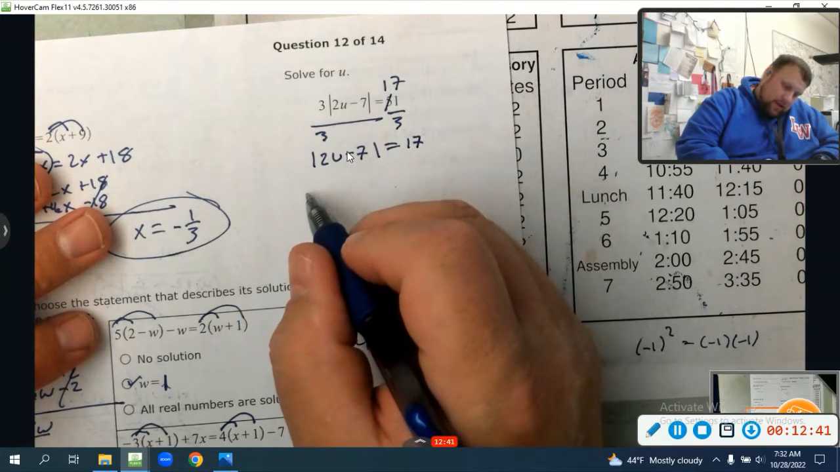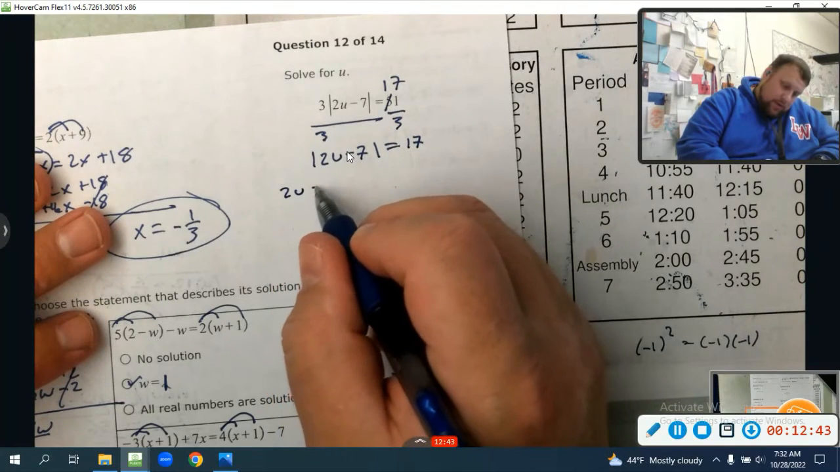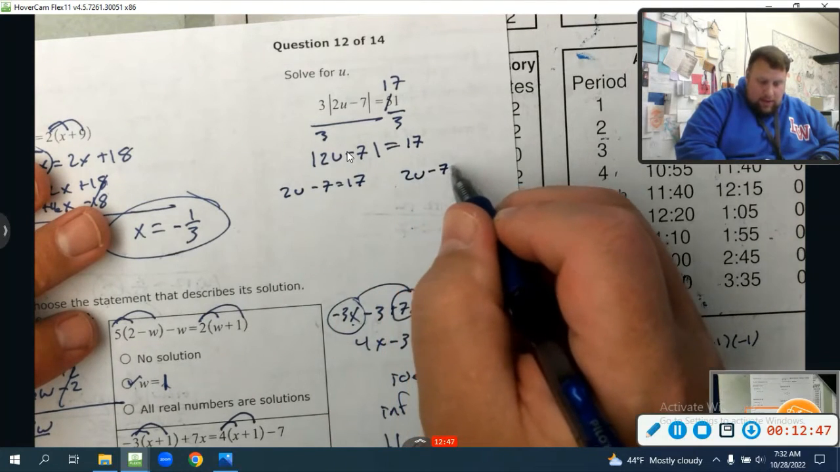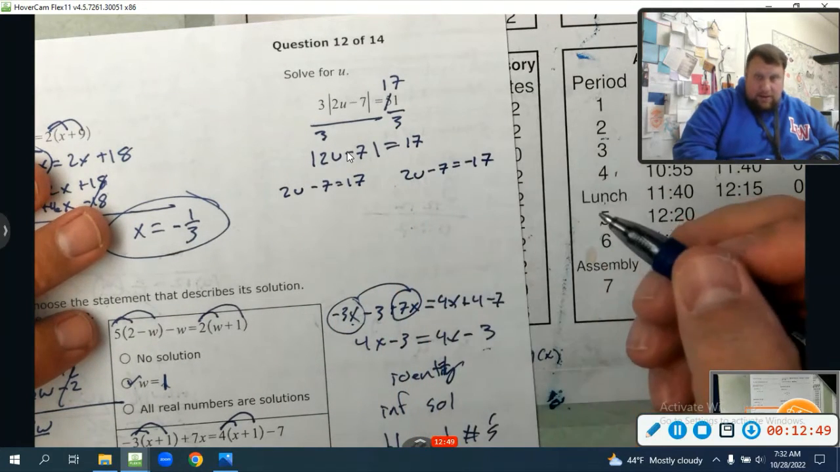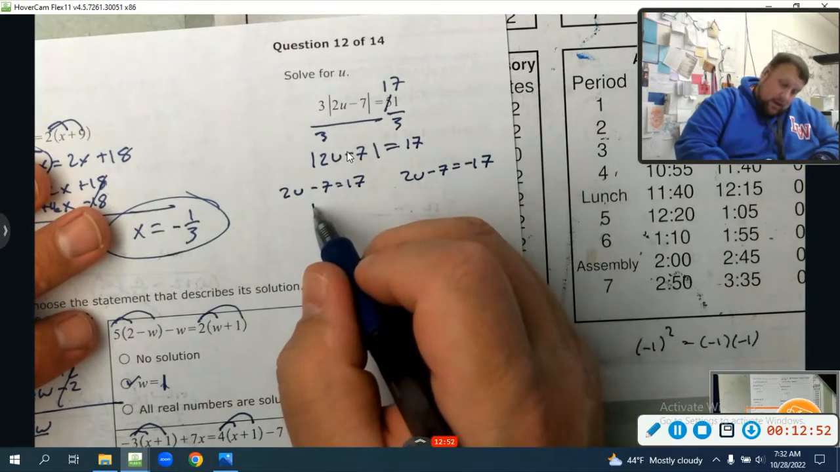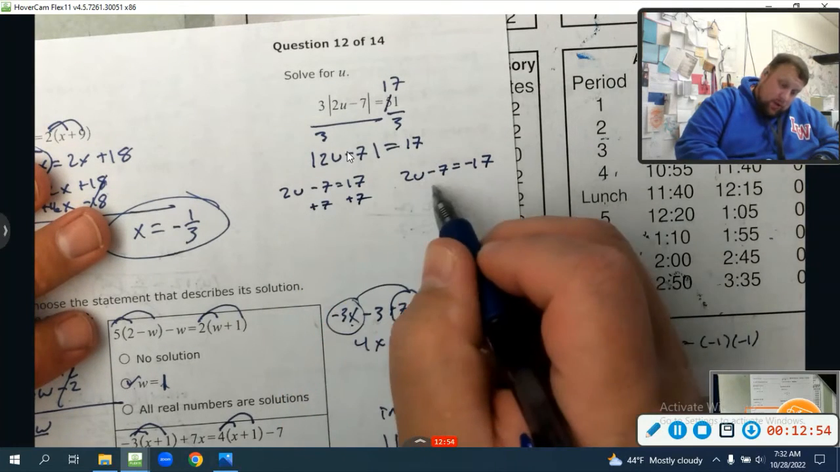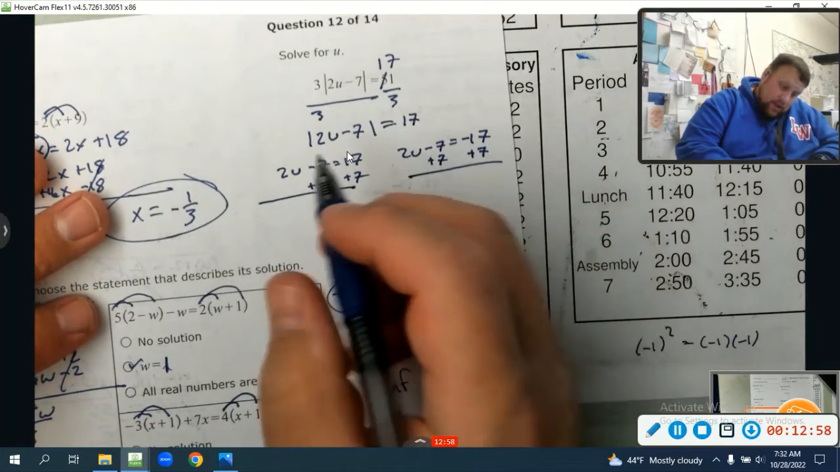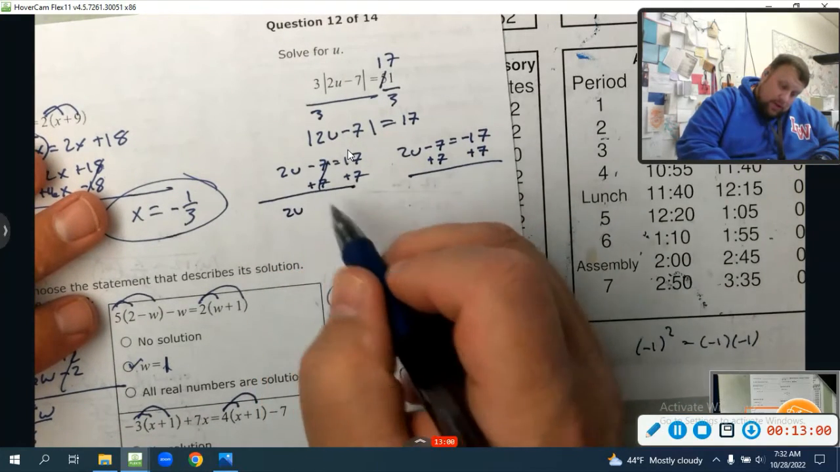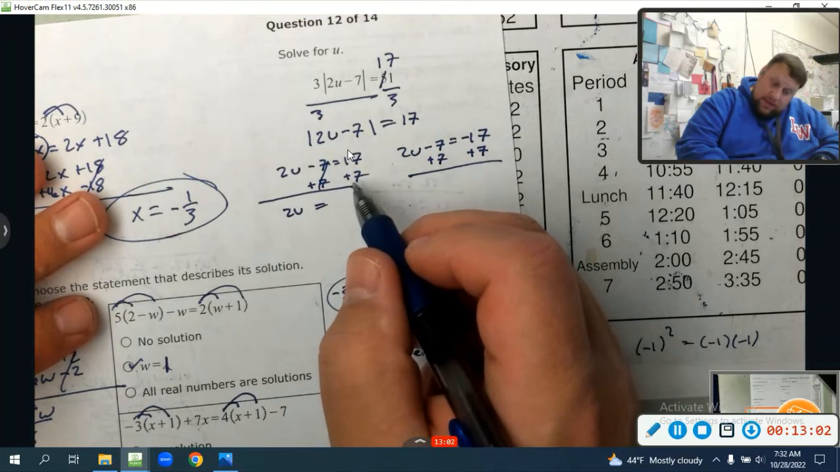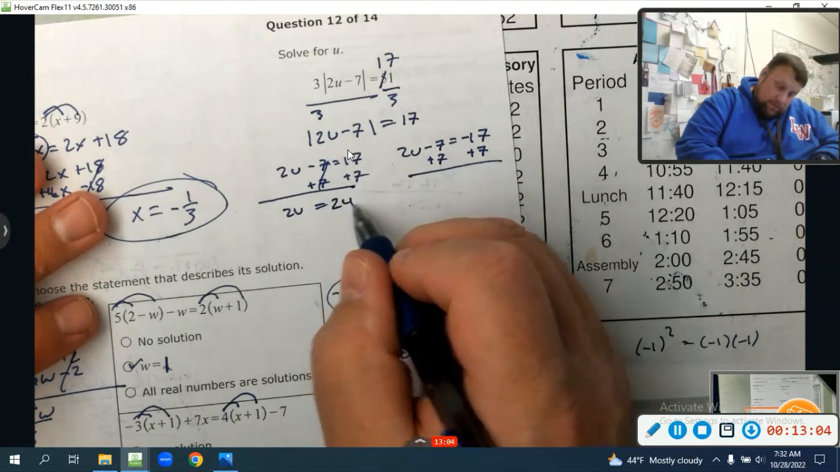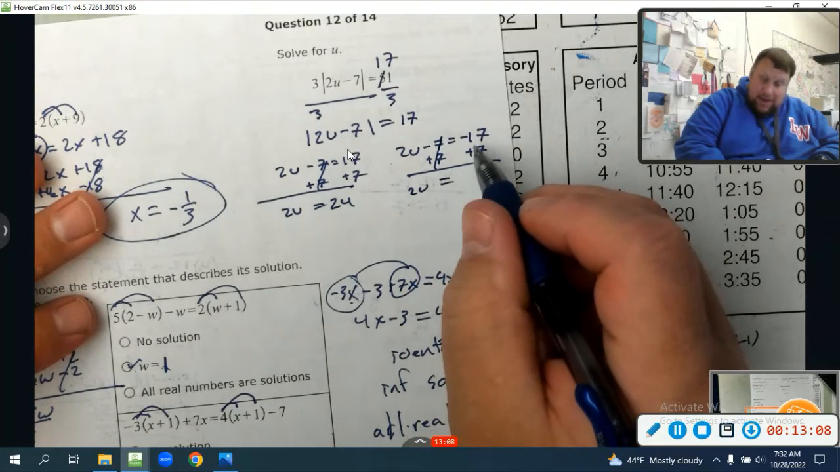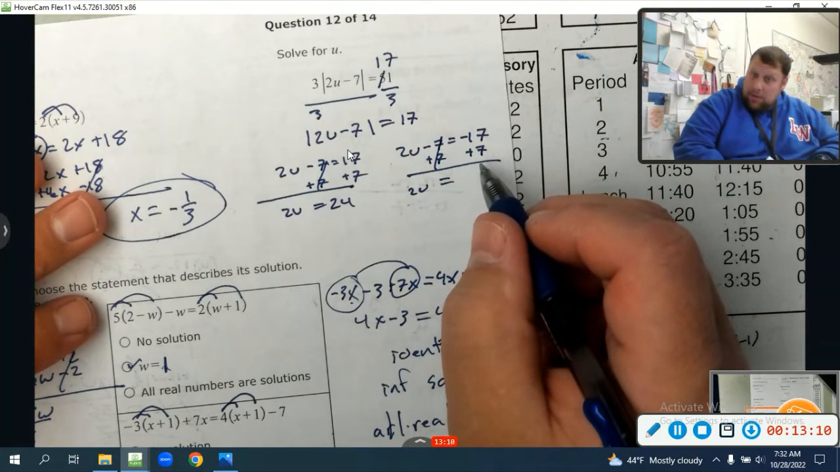So I have 2u minus 7 equals 17, or 2u minus 7 equals negative 17. Add 7 to both sides, and I'm going to do this twice because it's the same process. 2u, that's gone, equals 17 plus 7 is 24. Over here, 2u, that's gone, equals negative 17 plus 7, so I'm becoming less negative.